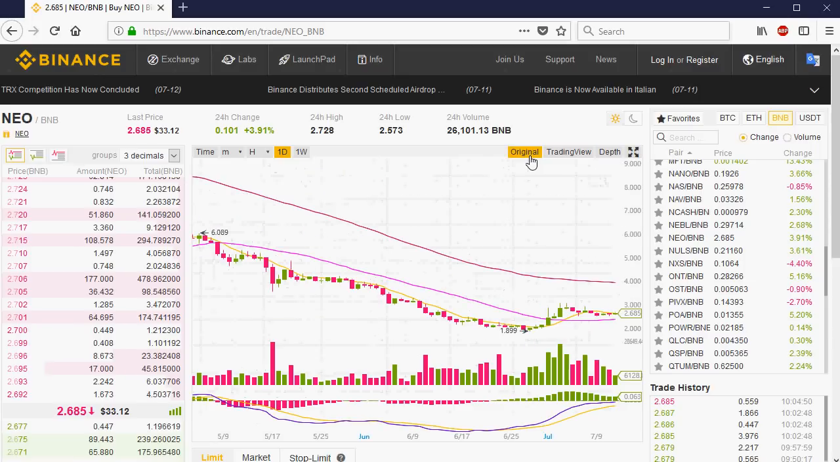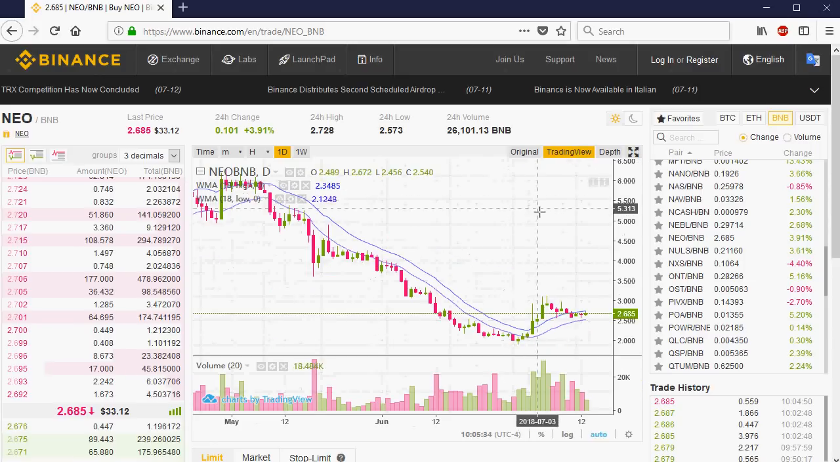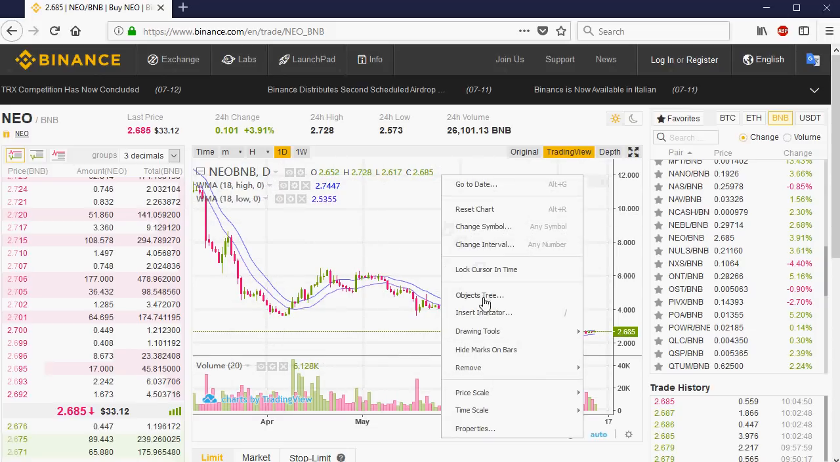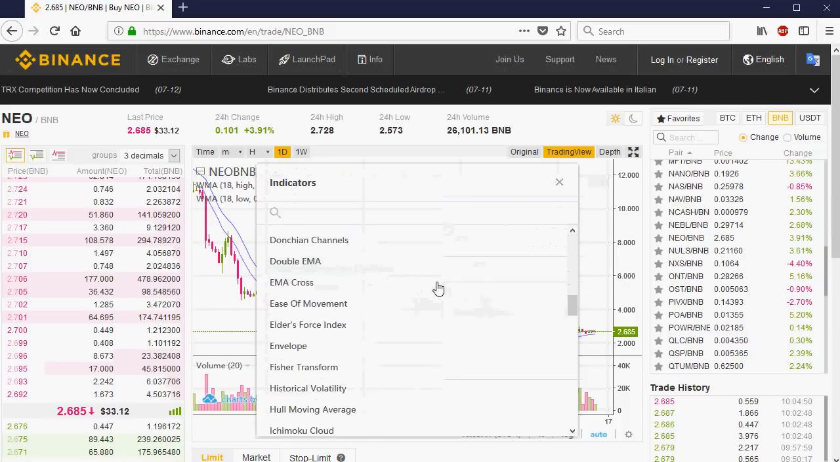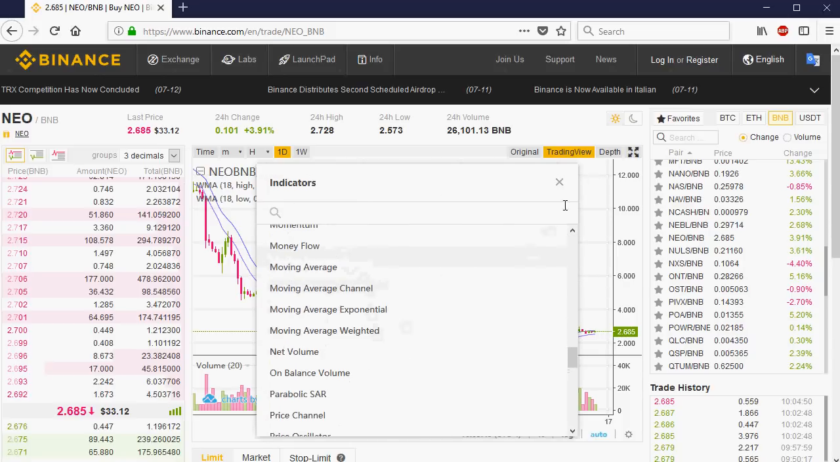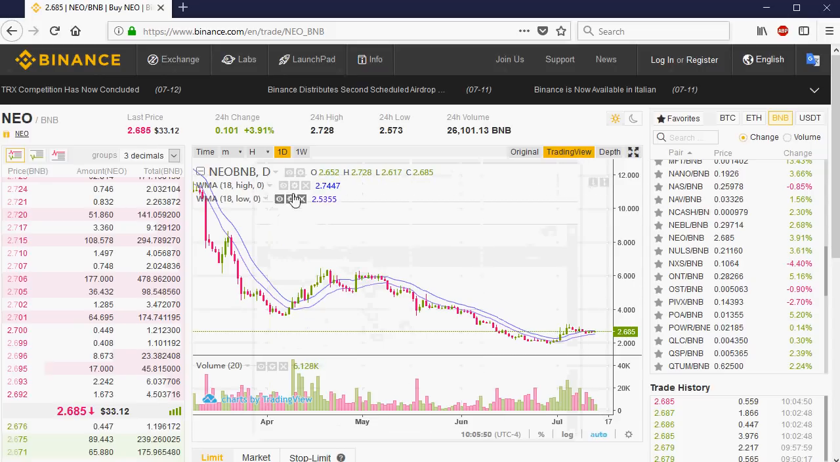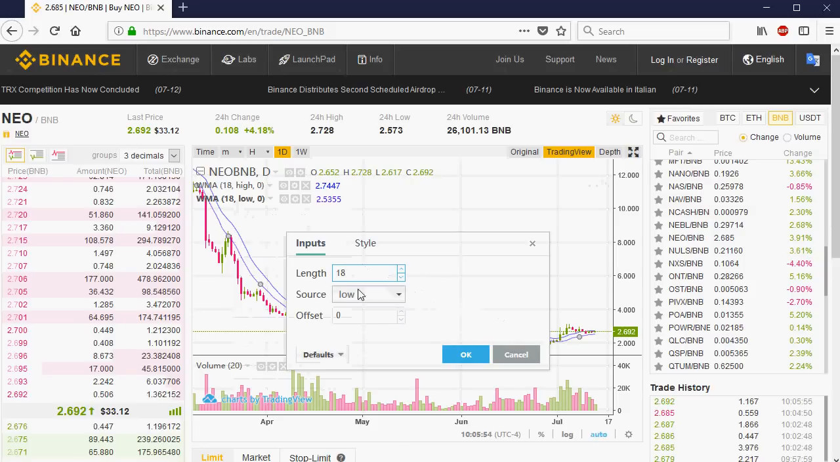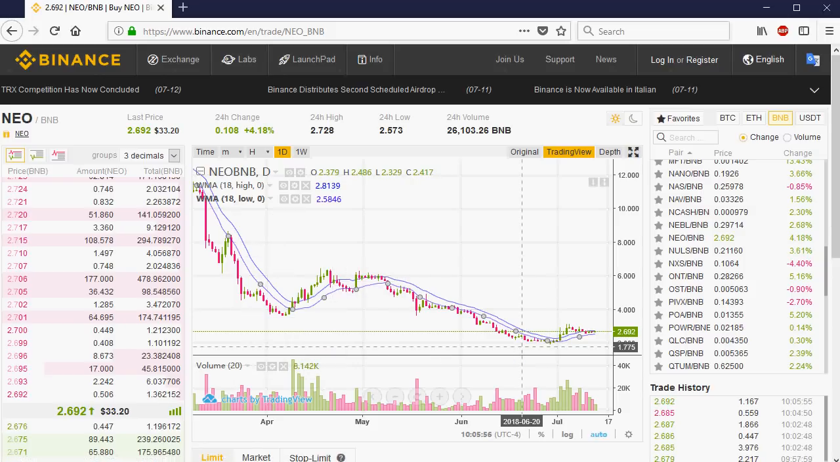Now within this, you've got original TradingView for different charts. I got this on TradingView. If you want the 18 on here, I removed the averages it had, and then I went to insert indicator. I would click twice on moving average weighted. I like the weighted one myself. When it comes up, it's going to come up as 9 and close, but you go to format, length, and I go 18. One of them is the high, one of them is the low.